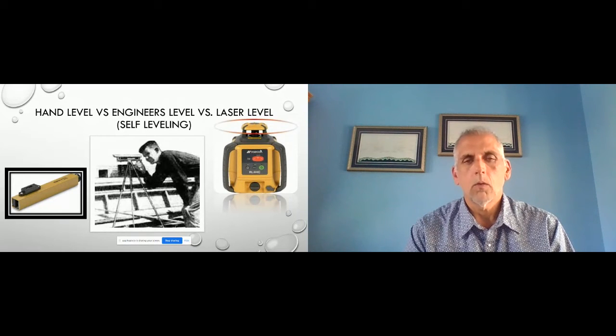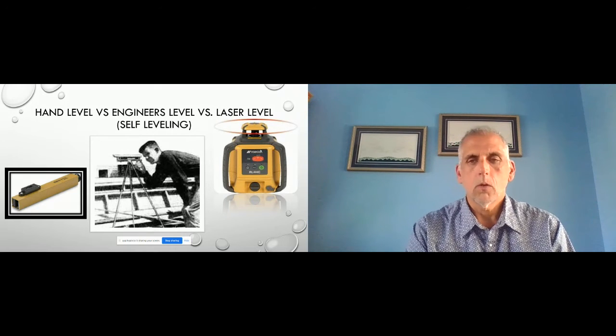The one in the middle is an engineer's level, and for the most part, you'd have to have two people. You'd have to have somebody at the instrument and then somebody with the rod. Where you have now with the laser level, one person can do that. So it's a lot easier with these laser levels and a lot more accurate as well.